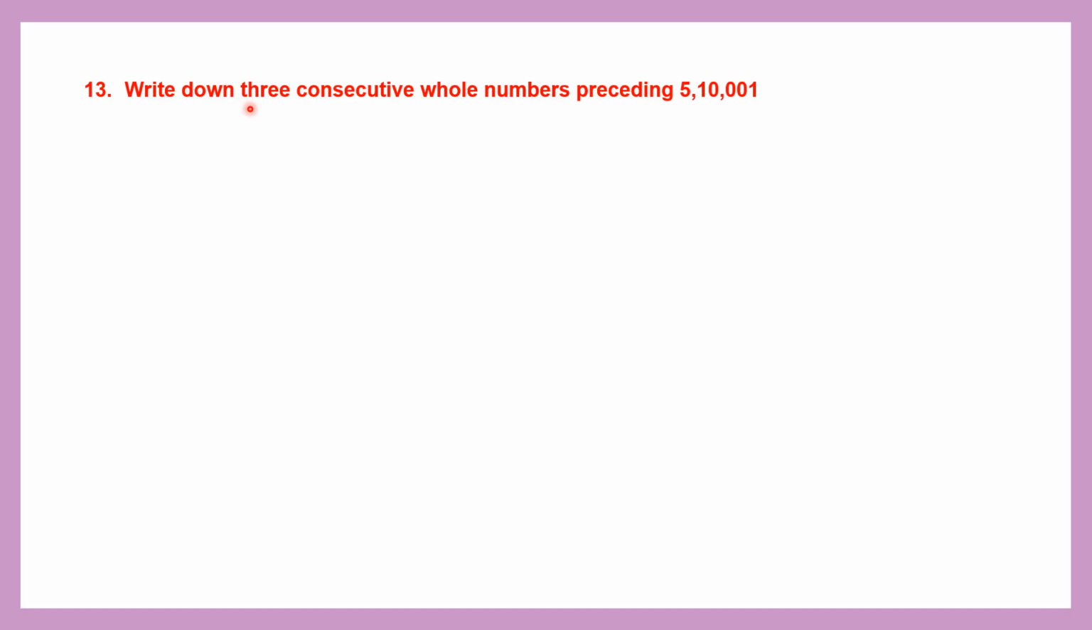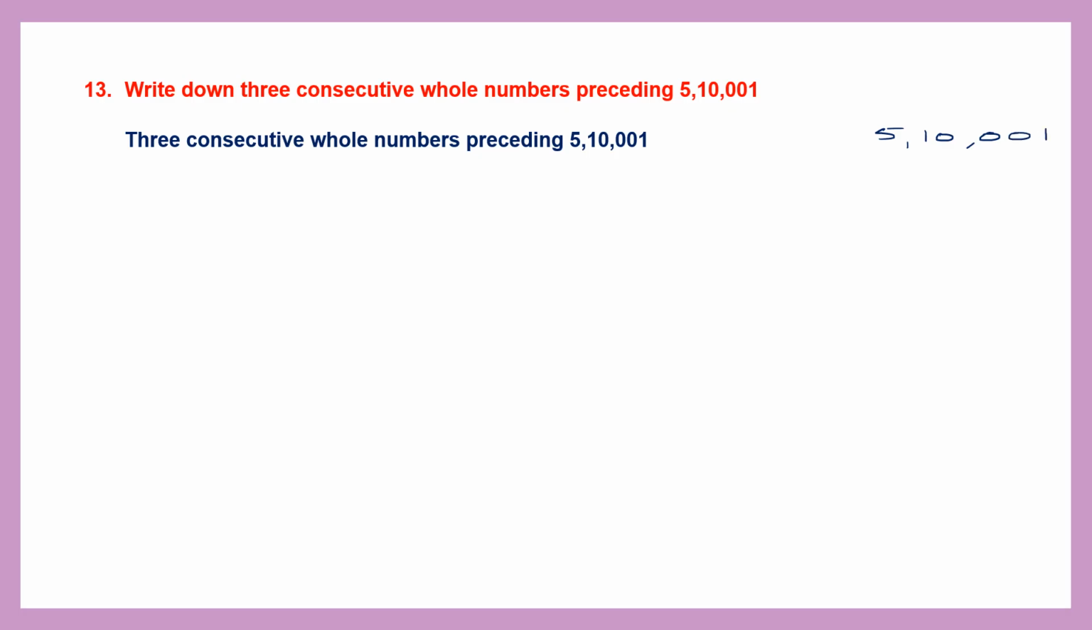Question 13. Write down 3 consecutive whole numbers preceding 5,10,001. So again, we have to get 3 numbers that come one after the other. Now they should all be numbers that come before this number. So 3 consecutive whole numbers preceding 5,10,001. To find the predecessor, we have to subtract. So 5,10,001. Subtract 1 from it, you get the predecessor of this number. So 0, we have zeros everywhere, the rest remains the same. 5,10,000 is the first number. So let's write that.